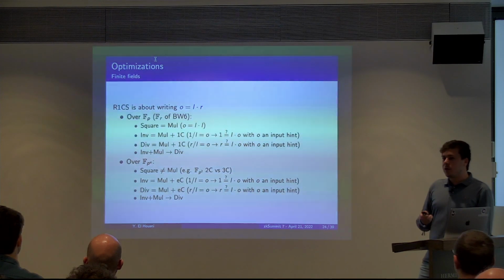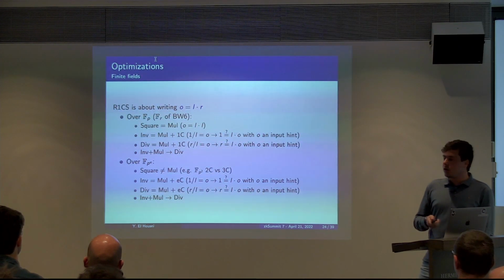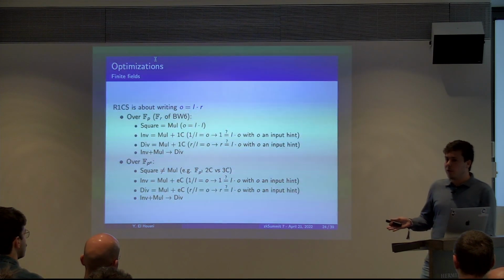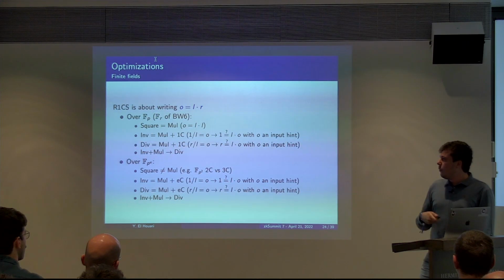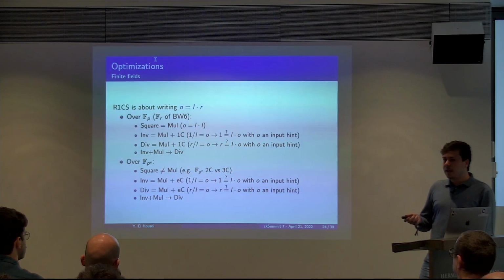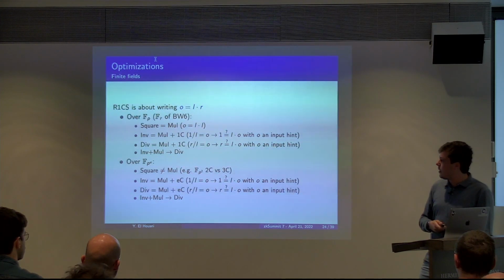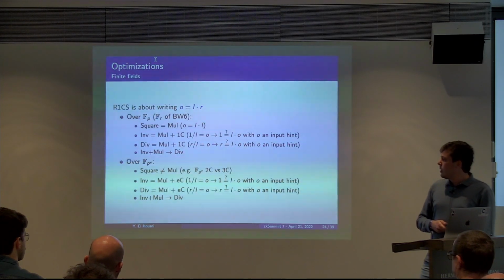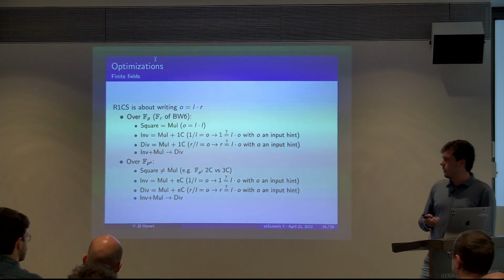And also, outside of the circuit, we always do inverse plus multiplication. But inside of the circuit, we can just do division. And then we get rid of the multiplication cost of constraints. Over an extension field, squarings are not multiplications because we have other techniques to reduce the squarings. And all the inverse and division tricks are the same.